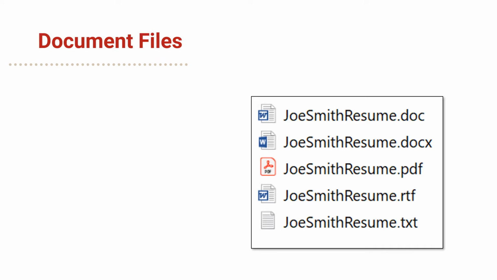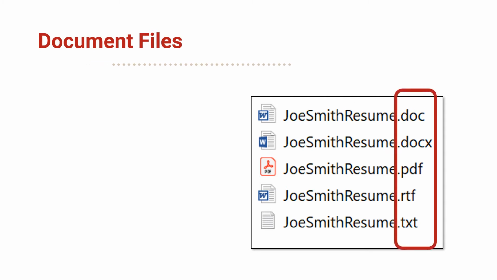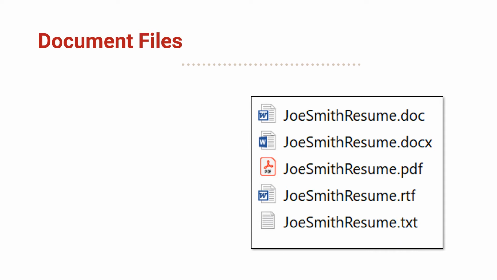Let's clarify. There are 5 versions of Joe Smith's resume stored on my computer. You can see them listed here. Note the extension at the end of each file name. Those extensions tell you what type of file it is. The small icons at the left of the file name help you determine the file type too. Let's look more closely at Joe's files.